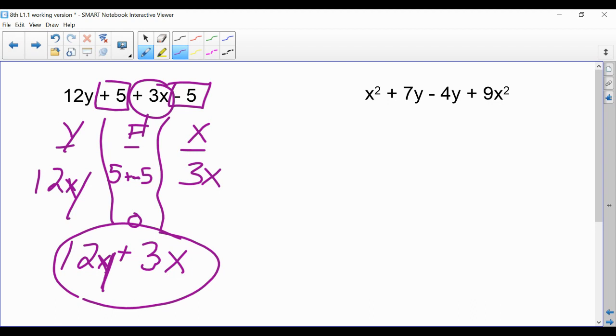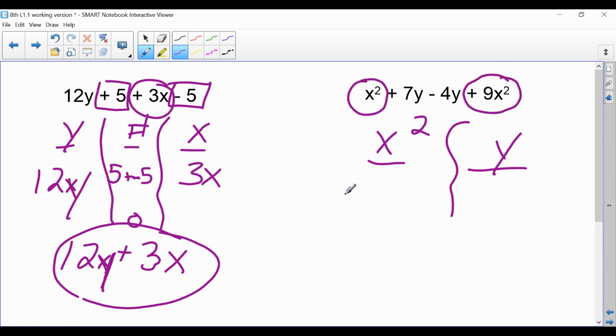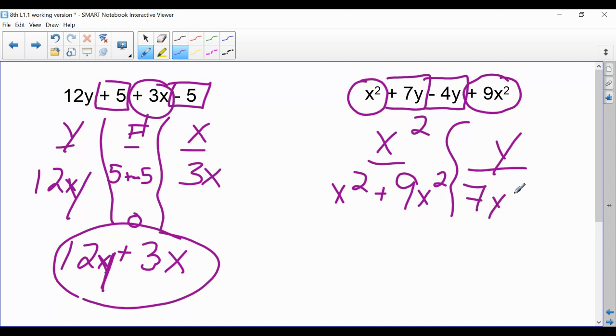And the last one, we have x squared and we have y's. So those are the categories we're going to make. X squared and then y's. For x squared, I have an x squared and then a plus 9x squared. For the y's, I have a 7y and negative 4y.